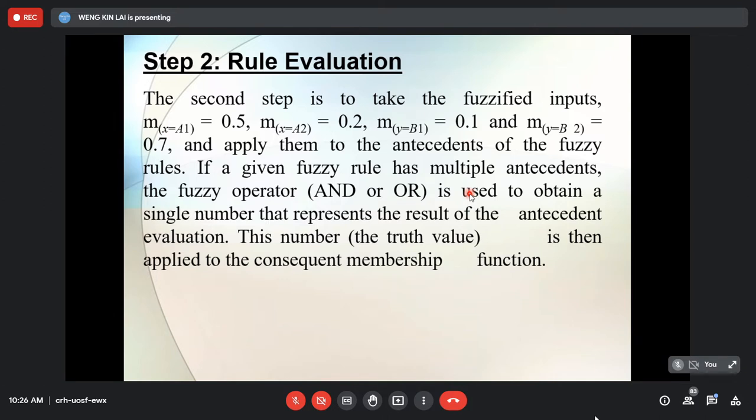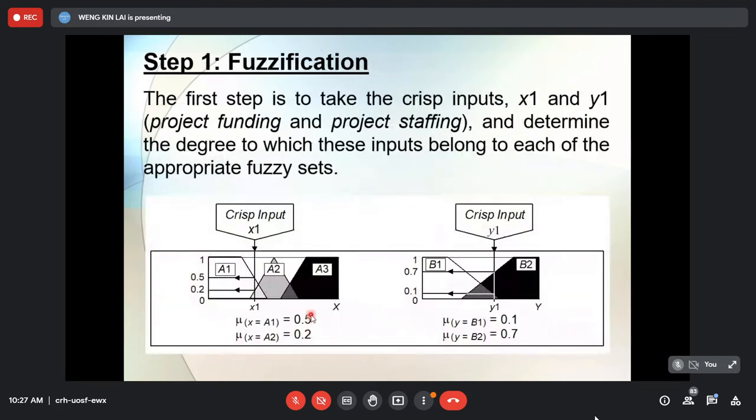Evaluate my rules now. Assuming I built my system, I come up with a very nice set of fuzzy memberships. I've also created the correct rules, right? So now I will test it on some inputs, and then evaluate what the output is. So how do I do that? This second step is to take the specified inputs of 0.5, 0.2, 0.1, 0.7.